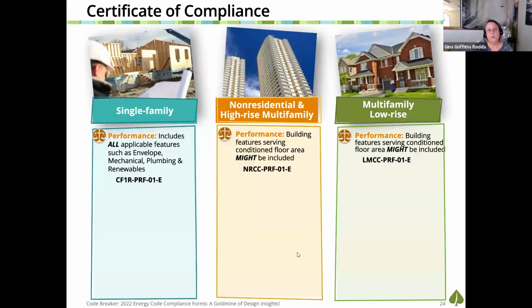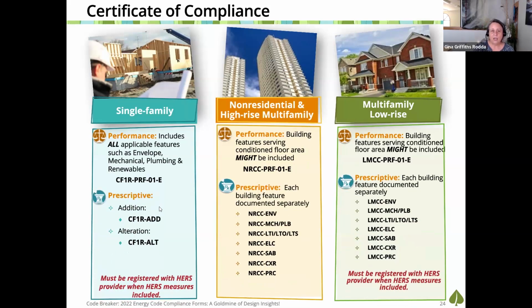I wanted to touch briefly on the different forms we have available for single family. I already said that would be the CF1R for the certificate of compliance. It would be the perf that would tell us immediately it was a performance calculation. This would be true for non-res and high-rise also, which would be an NRCC. And low-rise multifamily has their very own form called an LMCC, but all of them have perf in the name, telling us it's a performance calculation.